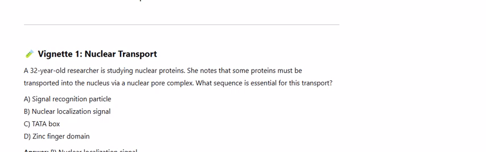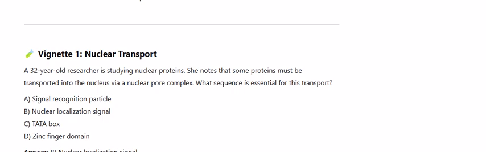Vignette 1. Nuclear transport. A 32-year-old researcher is studying nuclear proteins. She notes that some proteins must be transported into the nucleus via a nuclear pore complex. What sequence is essential for this transport? A. Signal recognition particle. B. Nuclear localization signal. C. TATA box. D. Zinc finger domain. Nuclear localization signal.